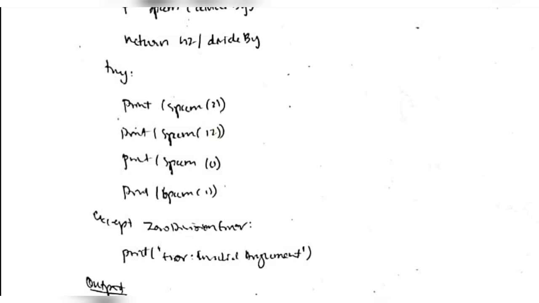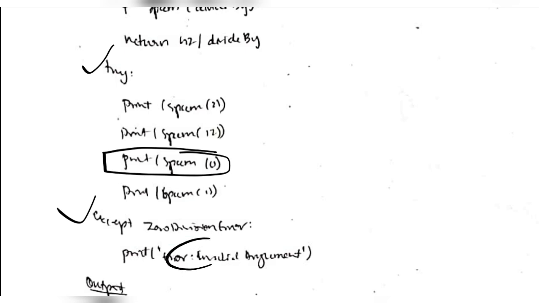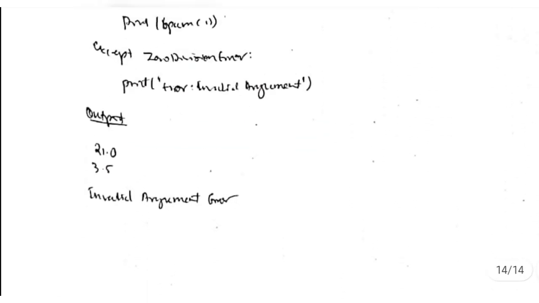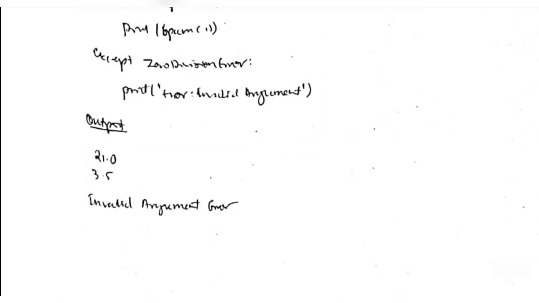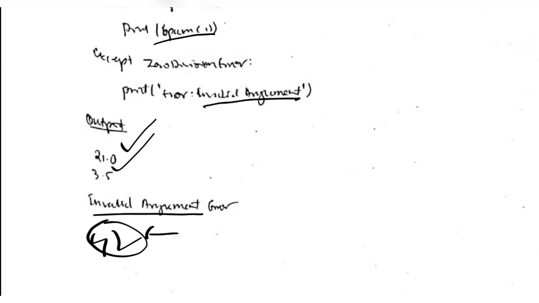At that time, if I don't use the try and except block, the program will stop here, but in this case it will print the division is not possible and it will continue with the next iteration. So here the output will be 21, 3.5 and then the invalid argument, and after that the spam by 1 is 42. I forgot to write here, it will be the answer 42.0.